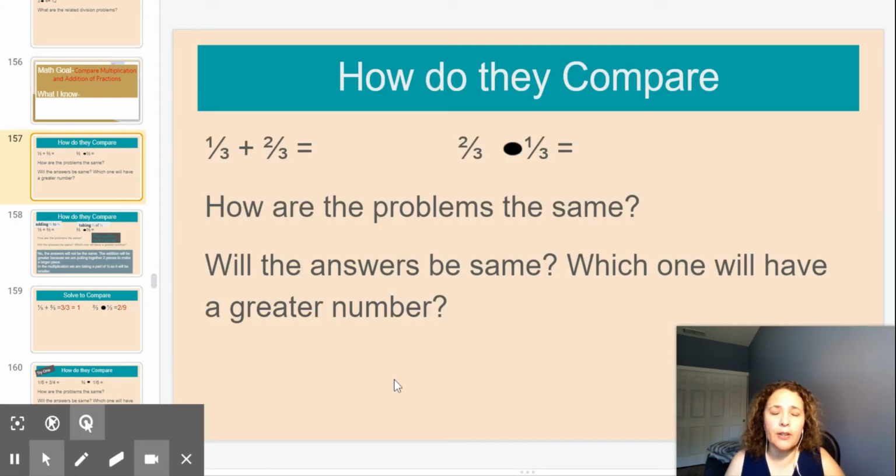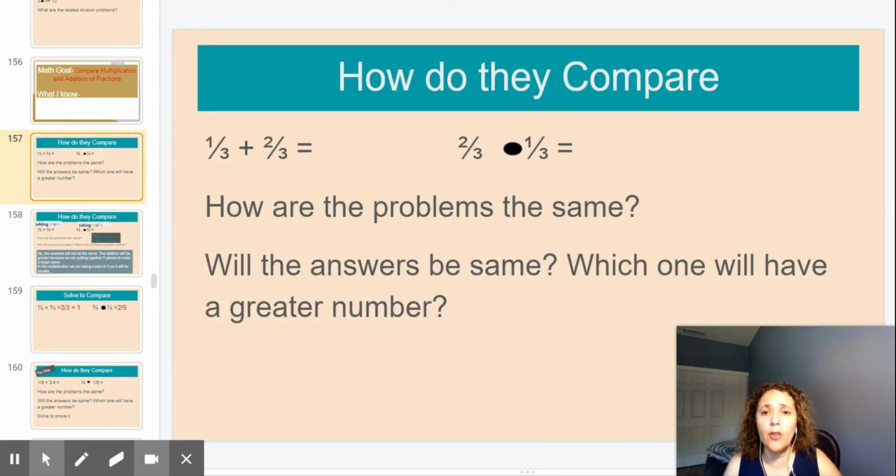Okay, so let's take a look at this one. How do they compare? So 1/3 plus 2/3. How does that compare to multiplying 2/3 times 1/3? How are the problems the same? Will the answers be the same? Which one will have a greater number? So let's take a look at it.